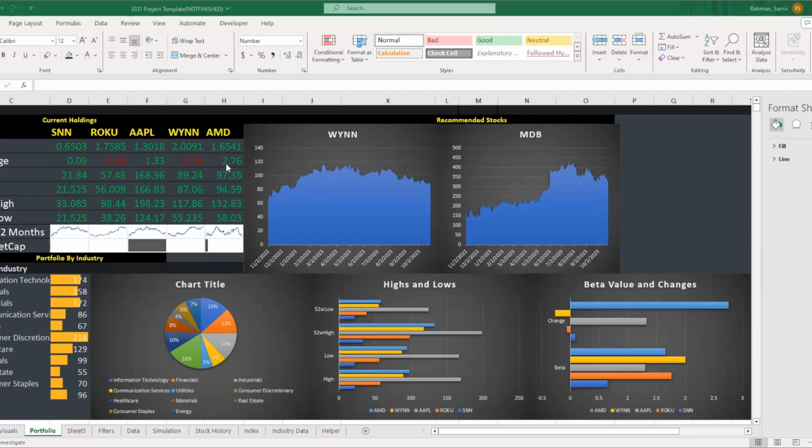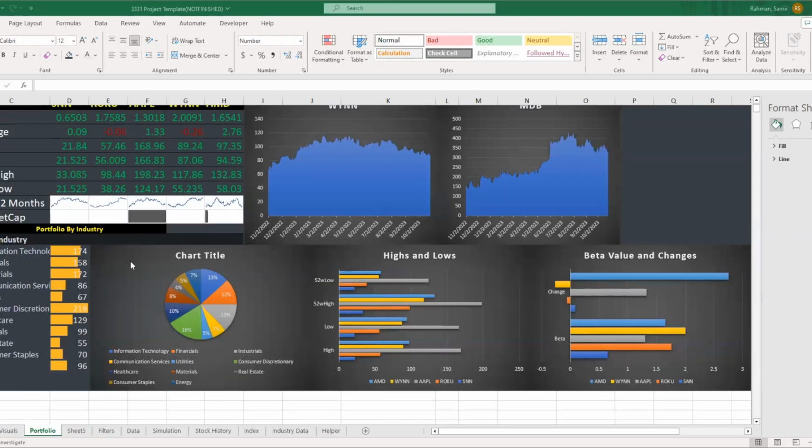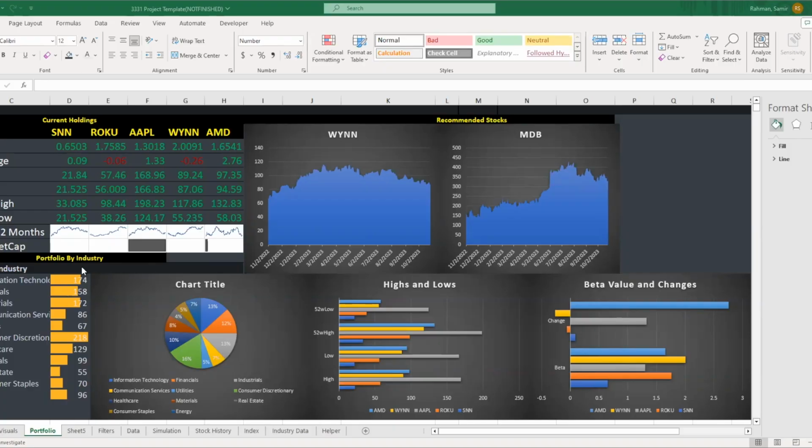The change represents the amount of change in terms of monetary value, and high represents the highest point in recent times, low represents the lowest point in recent times, and the 52 high and 52 low, like the name suggests, represent the highest and lowest between 52 weeks. And so we also made the portfolio by industry.